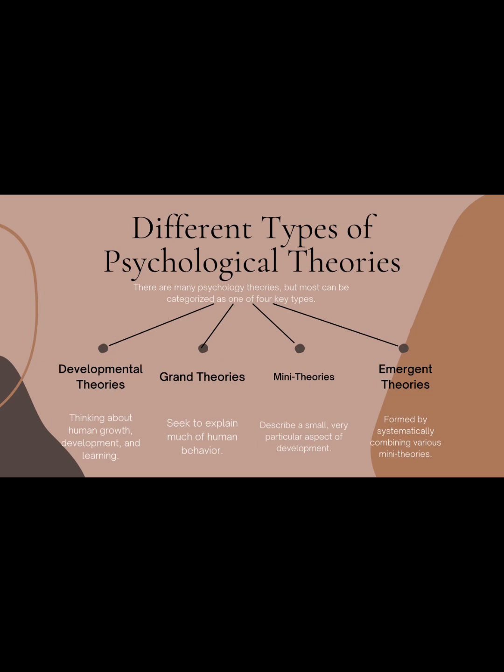Number 2 of 4 is grand theories. Grand theories are those comprehensive ideas often proposed by major thinkers, such as Sigmund Freud, Erik Erikson, and Jean Piaget. Grand theories of development include psychoanalytic theory, learning theory, and cognitive theory.